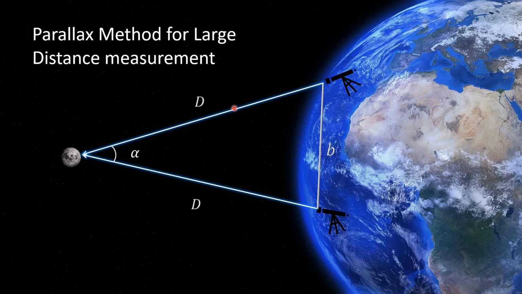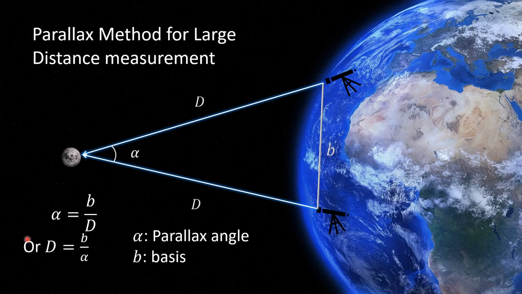Since distance d is very large compared to the distance between the observatories, alpha can be approximated as the ratio of b by d. This implies that distance D is equal to b by alpha. Alpha is called the parallax angle and b the basis.